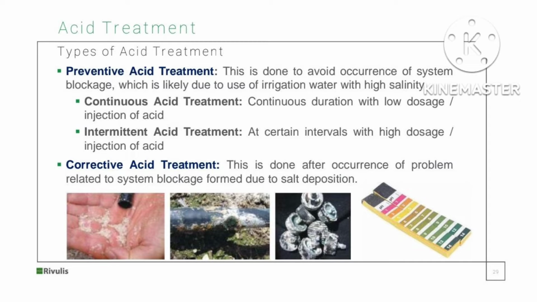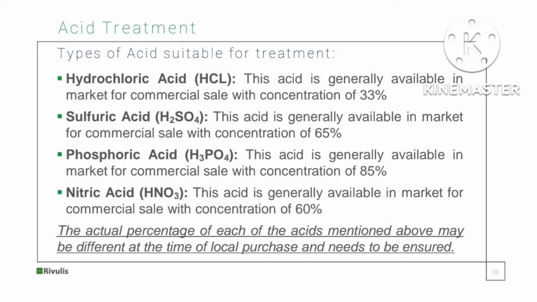Types of acid treatment: preventive acid treatment. This is done to avoid occurrence of system blockage, which is likely due to use of irrigation water with high salinity. Continuous acid treatment: continuous duration with low dosage injection of acid. Intermittent acid treatment: at certain intervals with high dosage injection of acid. Corrective acid treatment: this is done after occurrence of problems related to system blockage formed due to soil salinity.